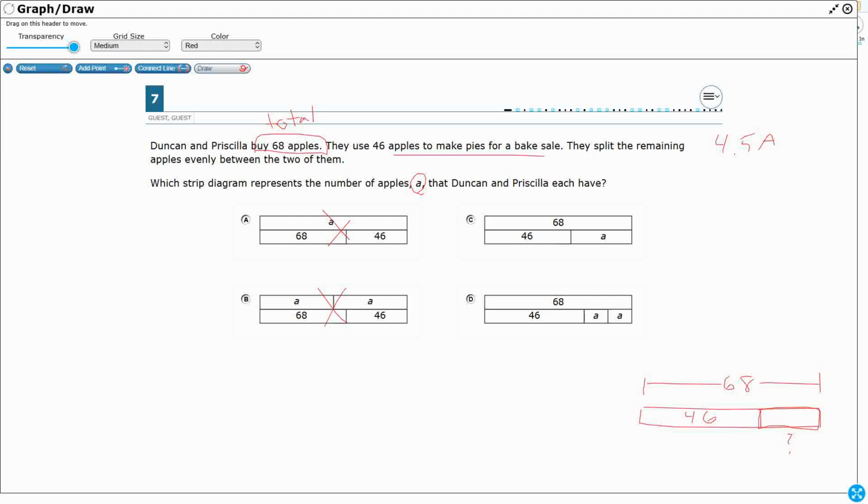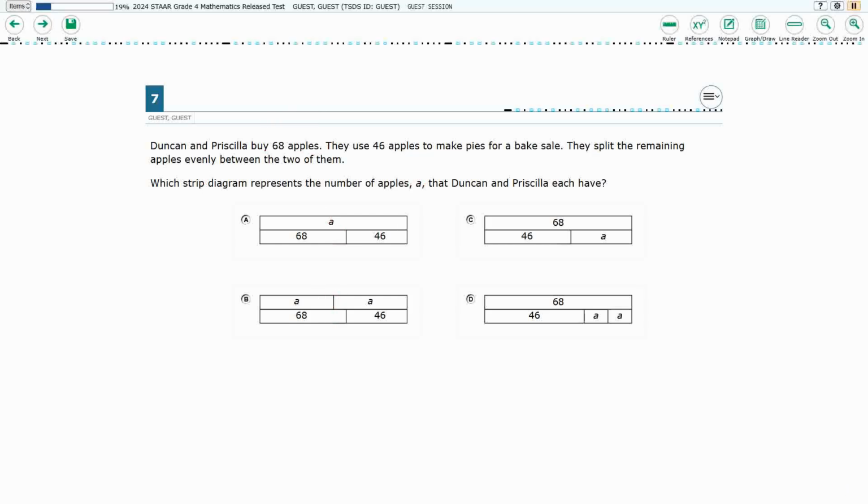And they split it evenly. So what does that mean to split evenly? That means to split in two or divide by 2. So that's the tricky part here, we need to be able to divide this by 2. And then each of those sections, right, so I'll divide that in half, is going to be represented by A. So A is how much Duncan and Priscilla split evenly. And so we see our correct answer here is D.